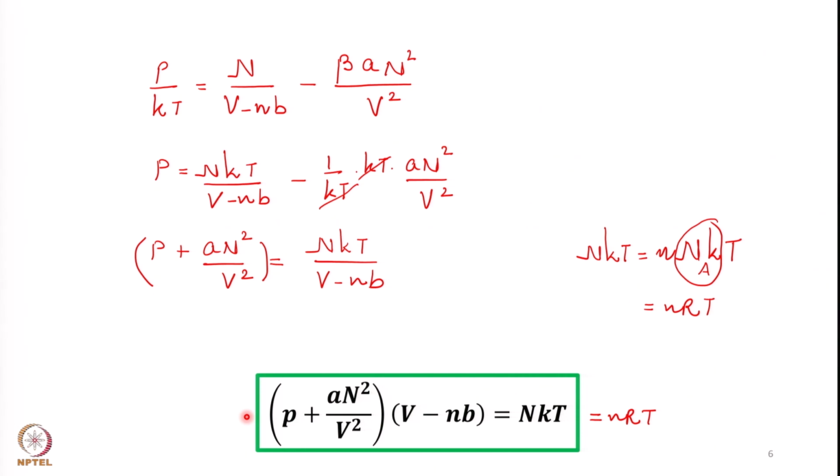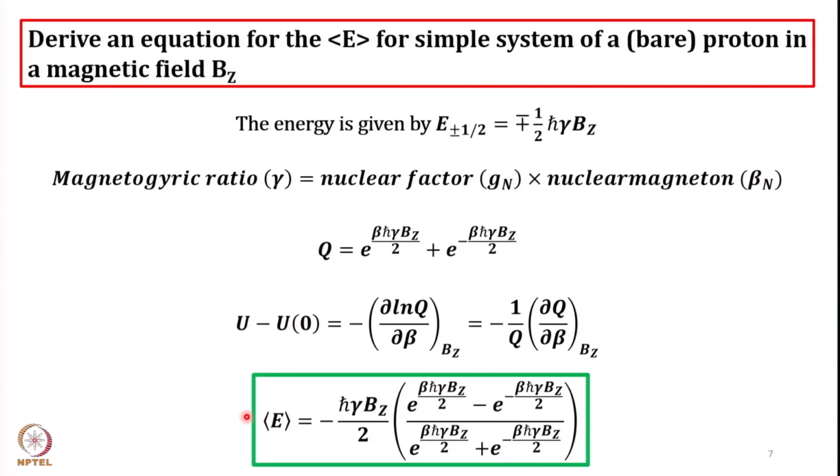All right. Let us try one more numerical problem or theoretical problem. The question is, derive an equation for energy, average energy, for a simple system of a bare proton in a magnetic field Bz. So we need to derive an equation for the energy. Total energy, if I express in terms of internal energy, total energy is equal to U minus U0. So therefore, the problem that we need to solve is for obtaining an expression for U minus U0.